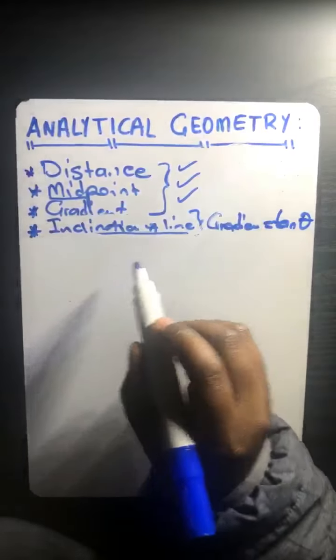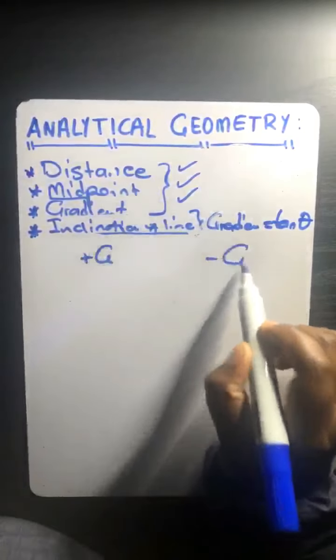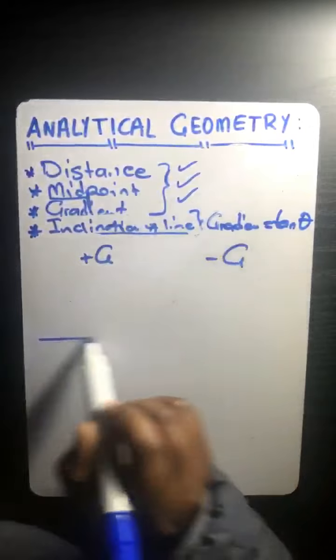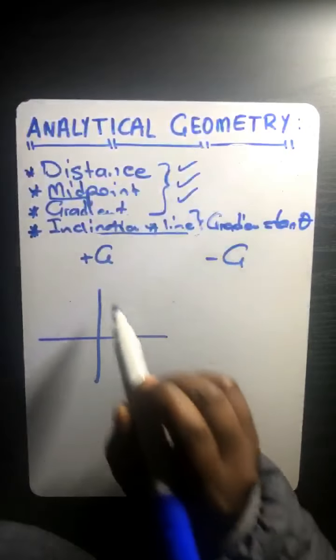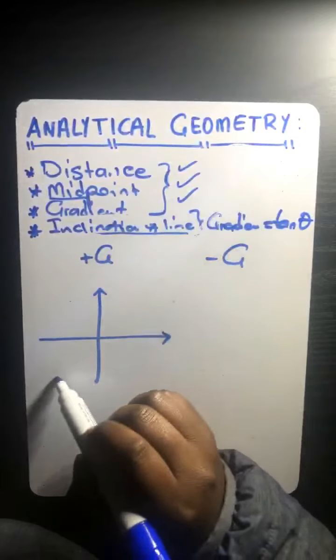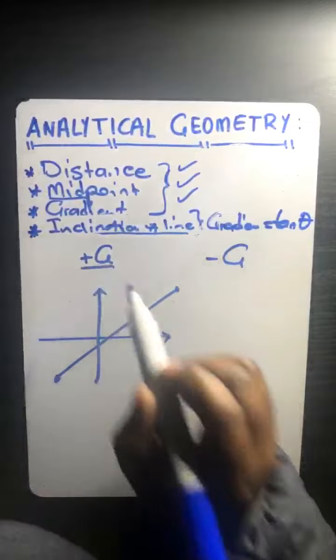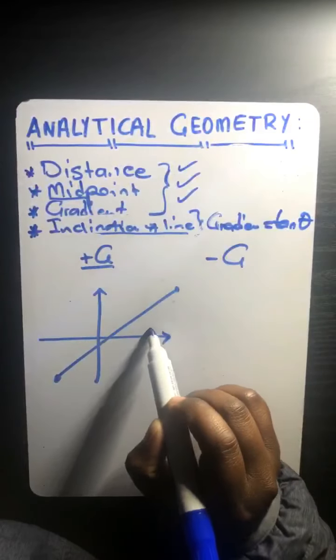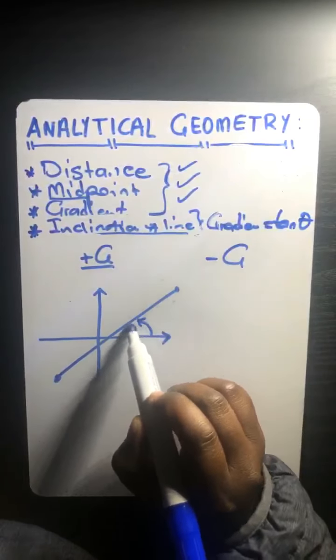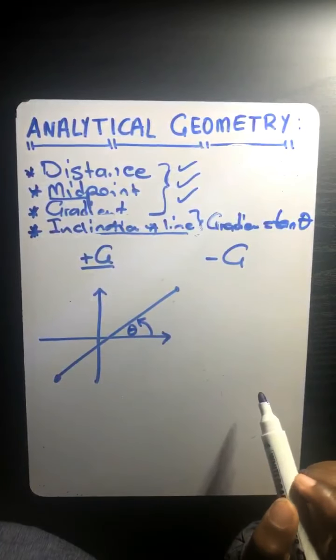Remember, guys, the formula says the gradient is equal to tan of the angle. Remember, we've got a positive gradient and a negative gradient. You could have a Cartesian plane and, let's say, that line. In this case, it means we're having a positive gradient. So there you are going to have that angle of inclination.